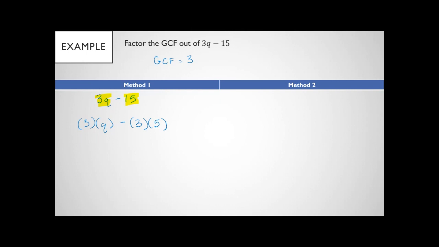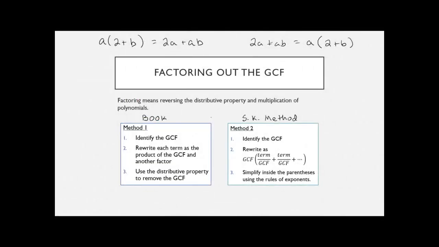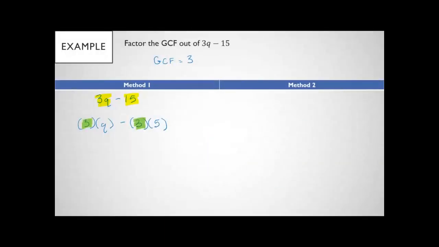So basically it's saying rewrite it so that you can see the greatest common factor in both terms. If I highlight this, we have a 3 and then a 3, so you can see that in both terms. Then step 3 is to use the distributive property to remove the greatest common factor. That basically means, if I go back and do a distributive property again just to demonstrate.